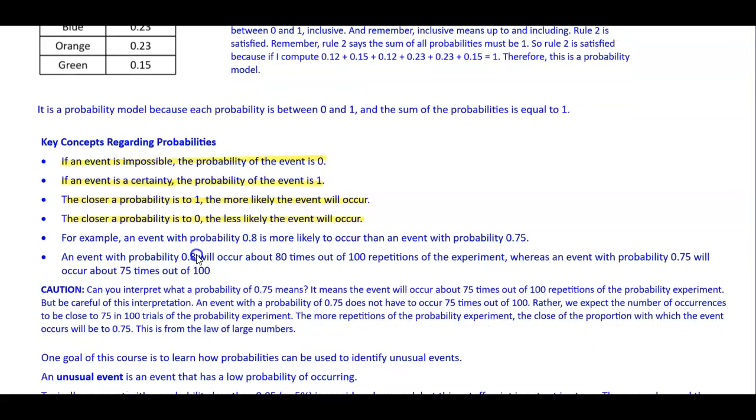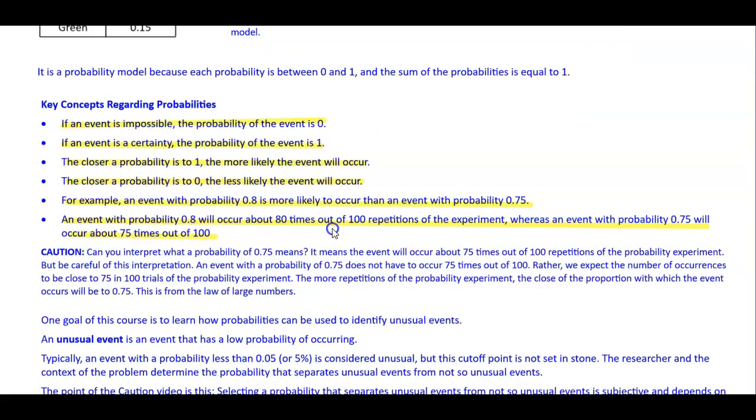For example, an event with a probability of 0.8 is more likely to occur than an event with a probability of 0.75. An event with probability 0.8 will occur about 80 times out of 100 repetitions of the experiment, whereas an event with probability 0.75 will occur about 75 times out of 100. Because remember, this decimal can be rewritten as a percent. So therefore, 80% is 80 times out of 100, and 75% is 75 times out of 100.